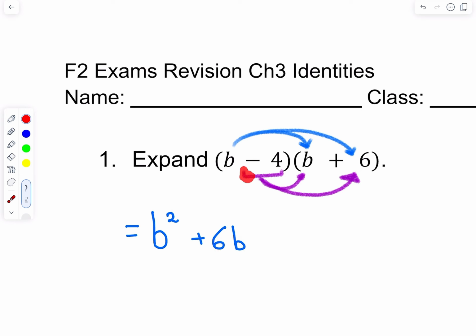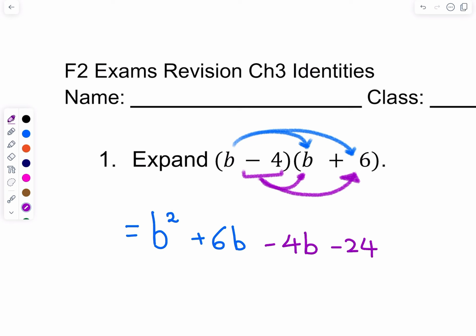Alright, next part, -4 times b. -4 times b is -4b. Numbers go with numbers, alright? And then the last part, -4 times 6. This one I will always suggest students, if you're allowed to use calculators, please do it. Even if you're not, negative and positive becomes negative, and then 4 times 6, -24. All right, this is not yet done.